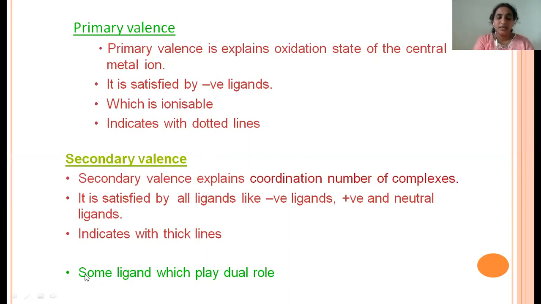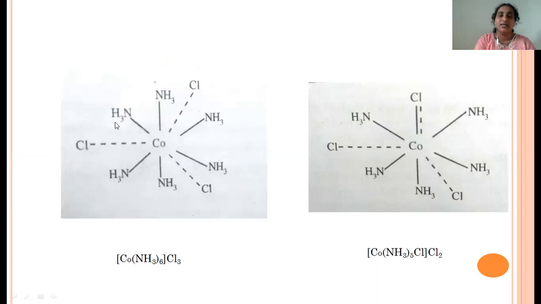In this theory, some of the ligands play a dual role, that is, they follow both primary valency as well as secondary valency. In this complex, here is the metal ion, this thick line represents the secondary valency, whereas the dotted line represents the primary valency. So here, the total number of primary valencies present is 3. These primary valencies are ionizable, so we have to write them outside of the sphere. Whereas secondary valency, the thick lines, total 6 are present, which represents the coordination number of the complex, so we have to write them inside of the sphere.